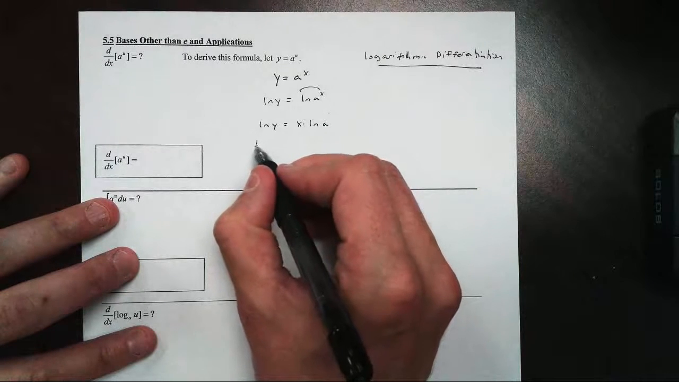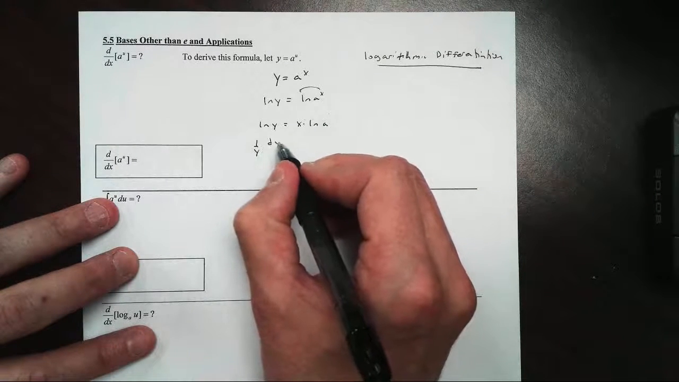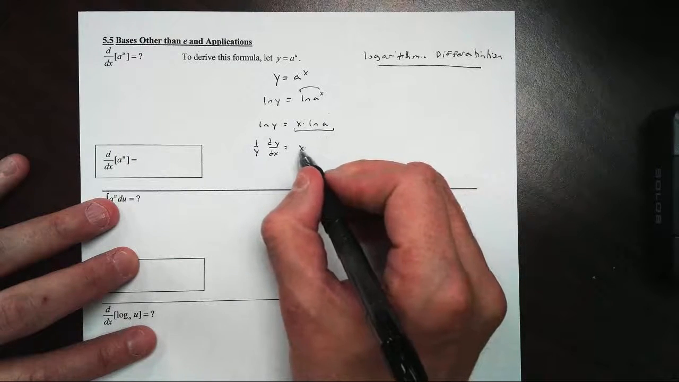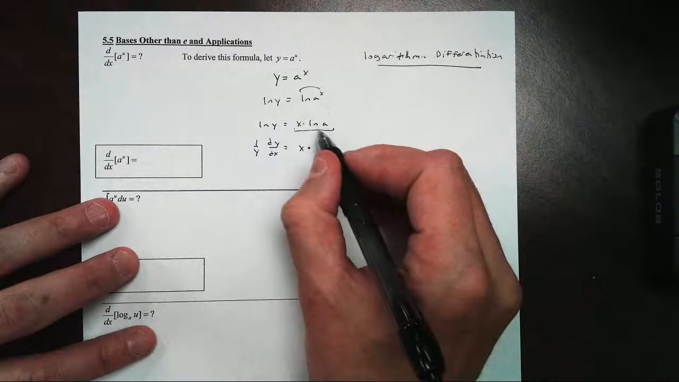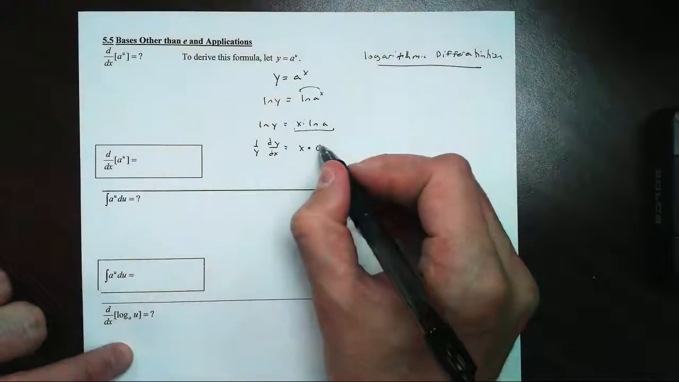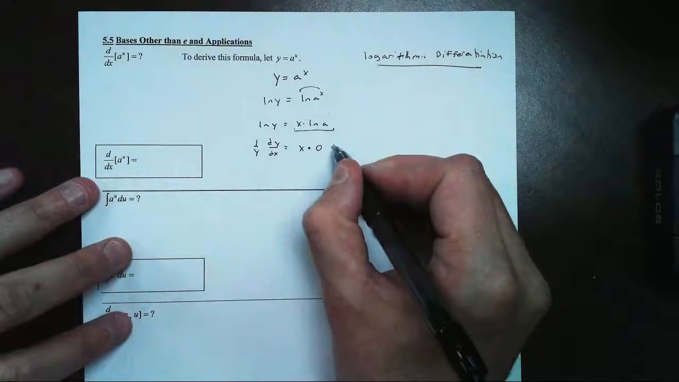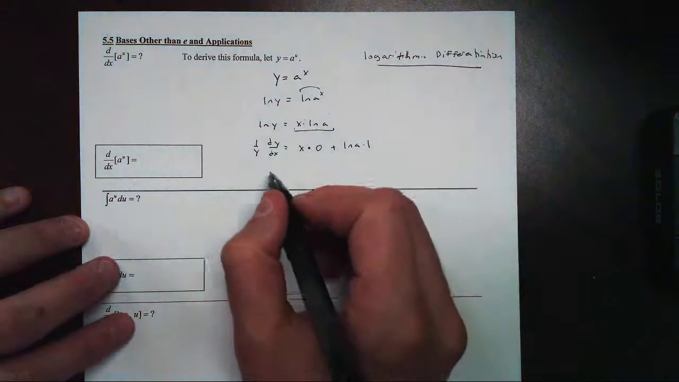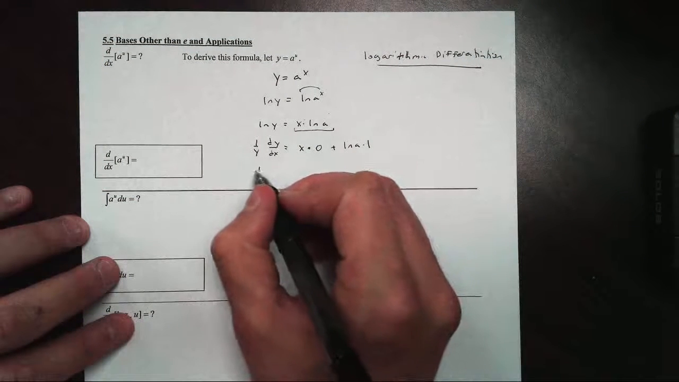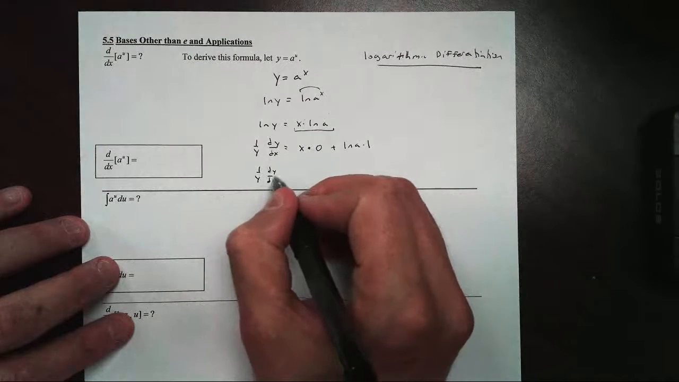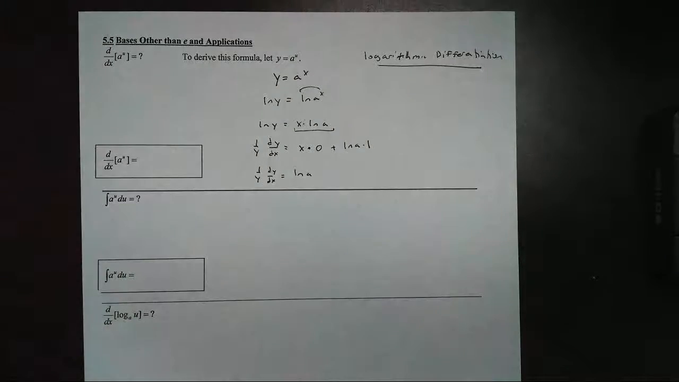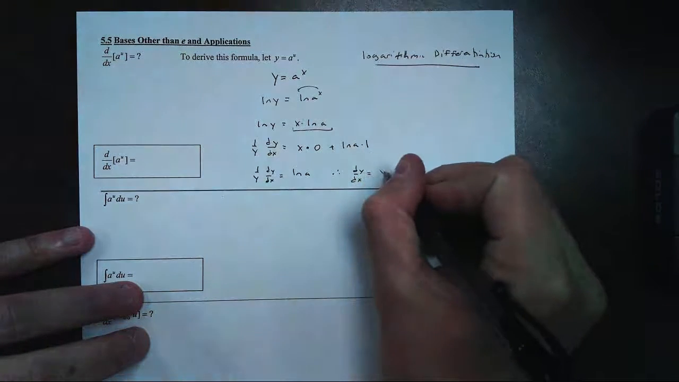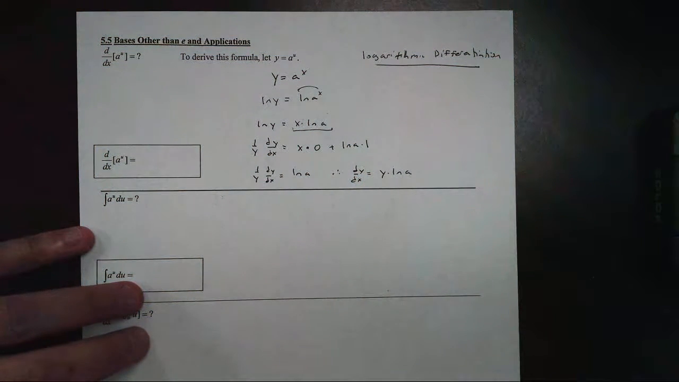The derivative here, you have to use implicit. So 1 over y times dy dx equals, over here we have a product rule, the first times the derivative of the second. Remember, natural log of a is a constant, so I can just write that as 0. Plus the second, the natural log of a, times the derivative of the first, which is just 1. So when I simplify this, we're going to get 1 over y dy dx equals the natural log of a. Solving, therefore dy dx becomes y times the natural log of a.